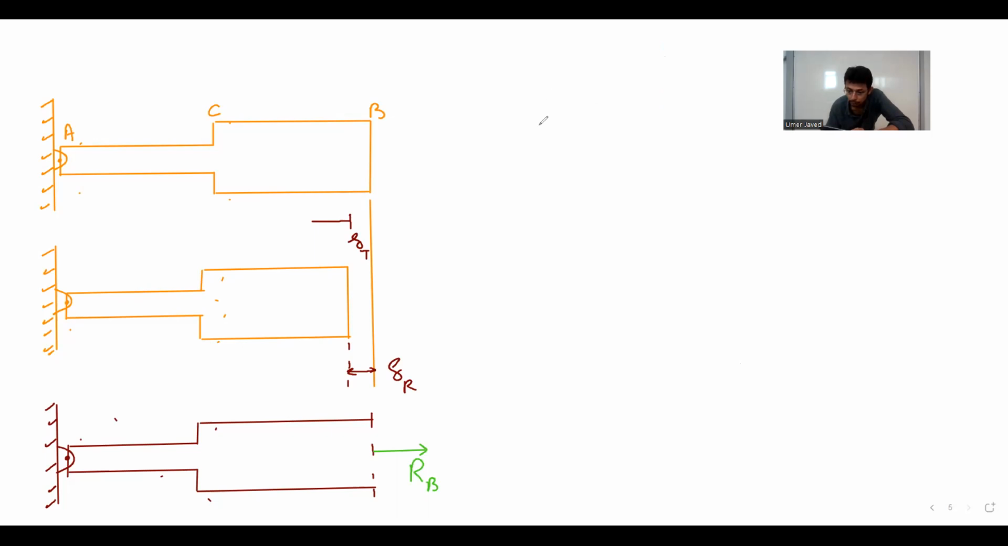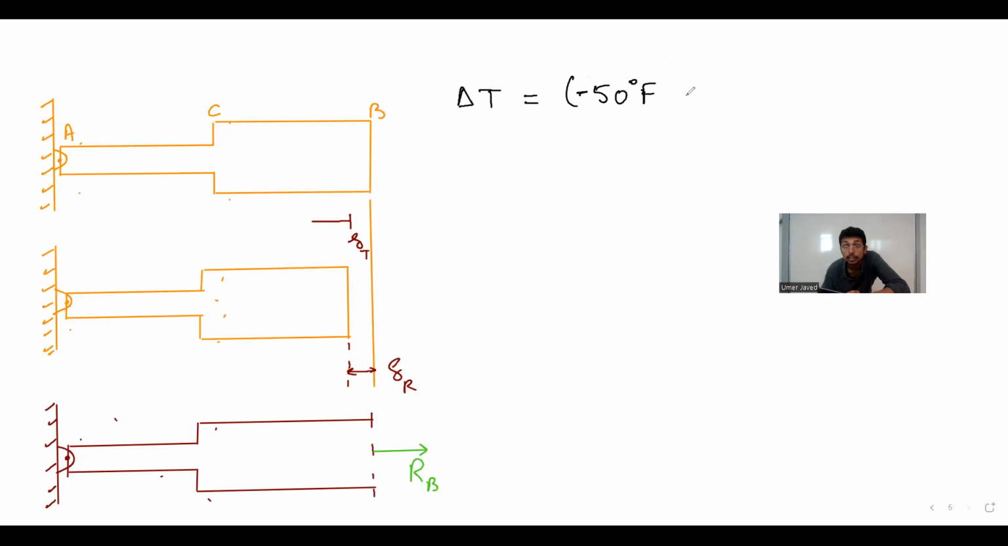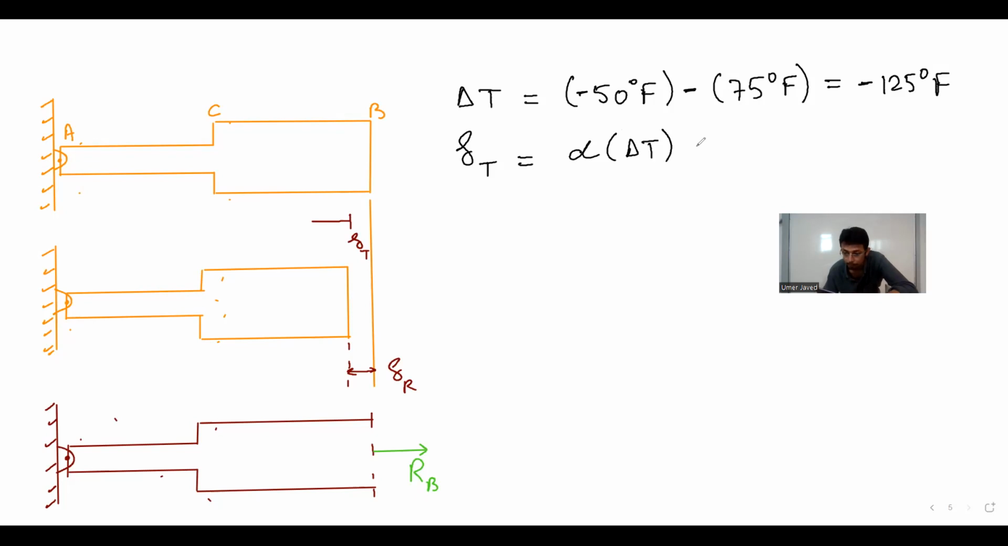The first thing is, what is the change in temperature? Delta T is your final temperature, negative 50 degrees Fahrenheit, minus the 75 degrees Fahrenheit, which will give us minus 125 degrees Fahrenheit. Now this is a small formula. The change in deflection because of temperature change is alpha multiplied by delta T multiplied by length.